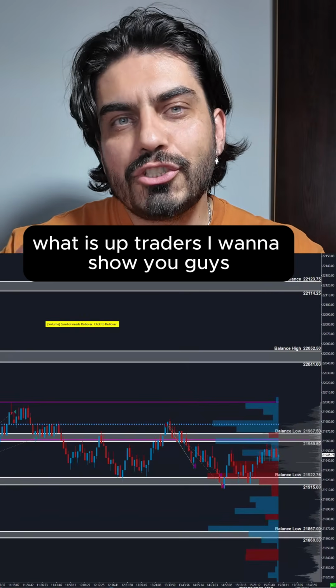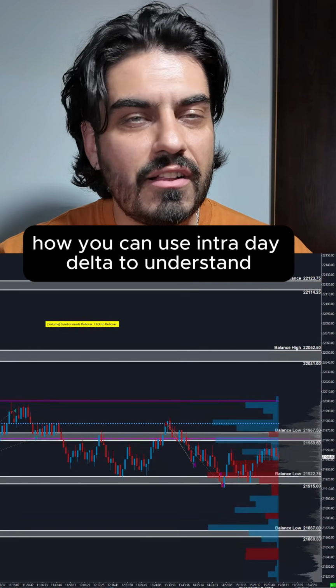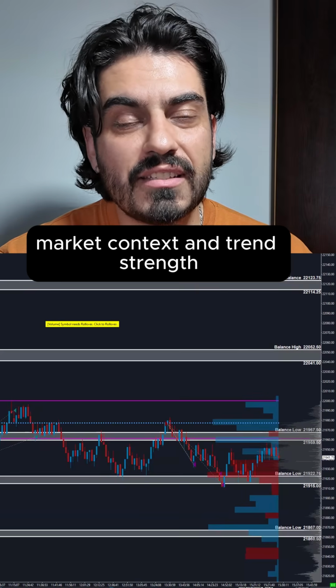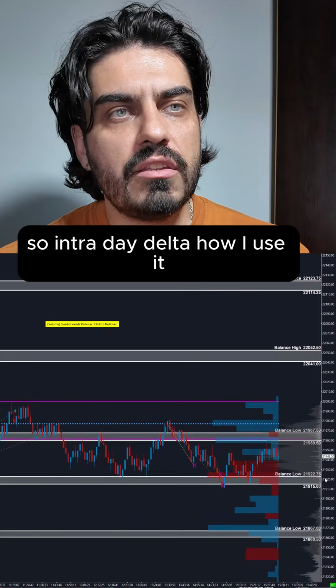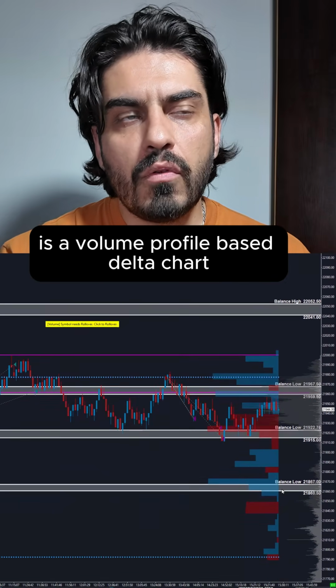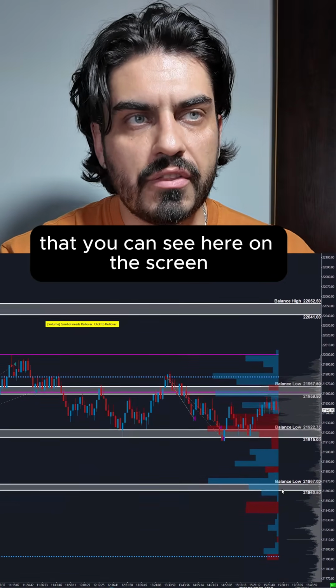What is up, traders? I want to show you guys how you can use intraday delta to understand market context and trend strength. So intraday delta, how I use it, is a volume profile based delta chart that you can see here on the screen.